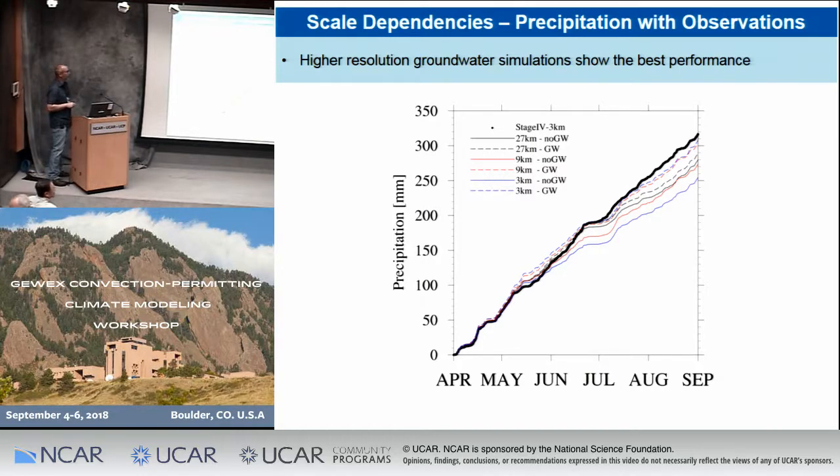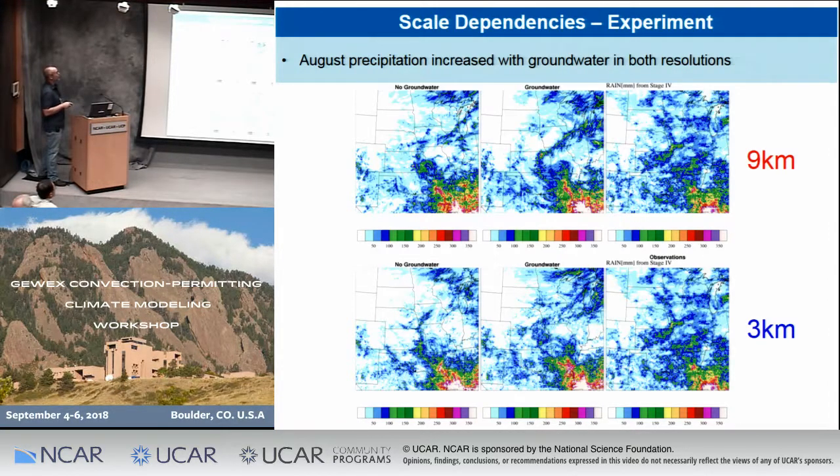So again, we're running some more years of this to make sure that this is a robust result, but it's encouraging at least. So spatially, what does this look like? Where the August precipitation increases with groundwater in both resolutions.